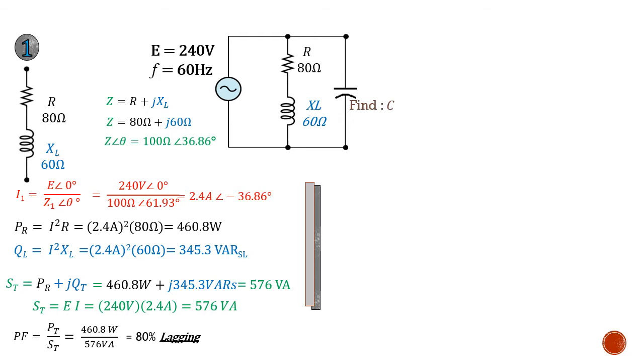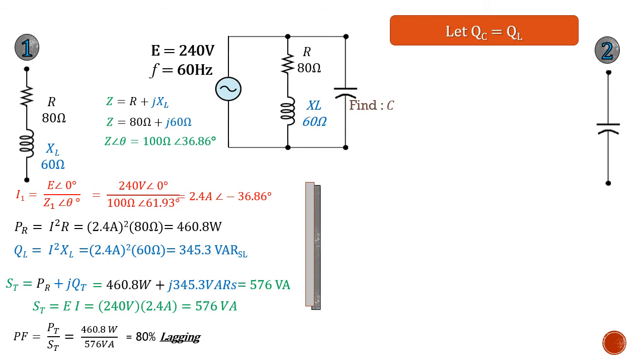In order to find out our capacitor, we need to let QL equal QC. We just can't put in the same amount of capacitive reactance, 60 ohms, as our inductor, because the inductor does not get the full 240 volts. It's in series with the resistance. So it's a series parallel combination. But if we let the capacitive power equal the reactive power, then those two powers will cancel each other out. So that's what we do. We let QL equal QC, and that is, in this case, 345.3 VARs.